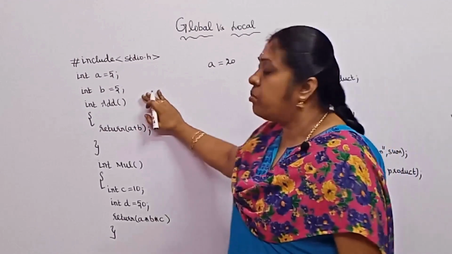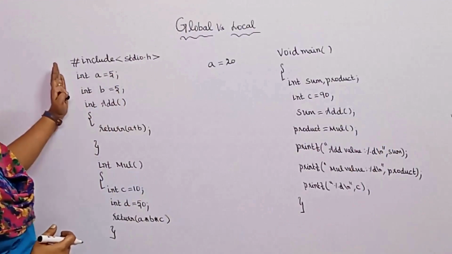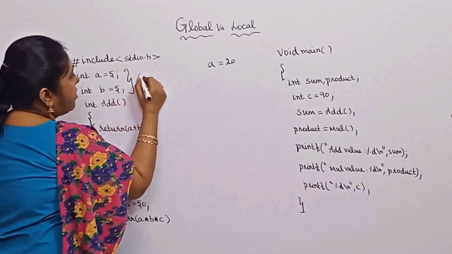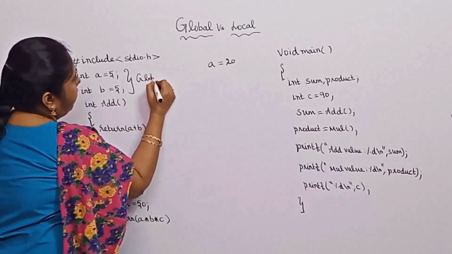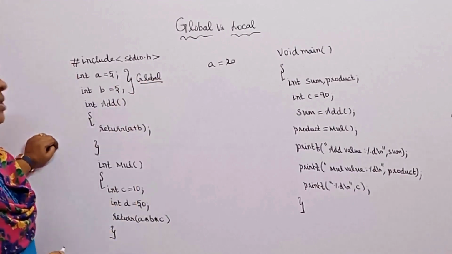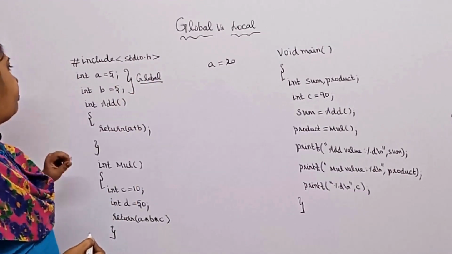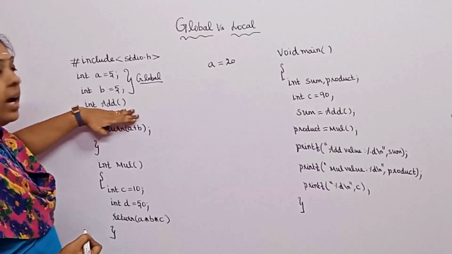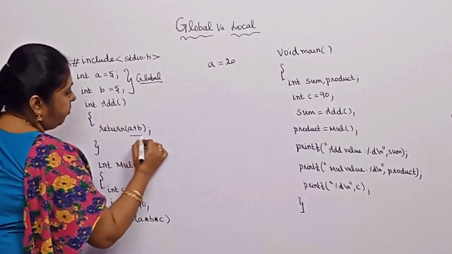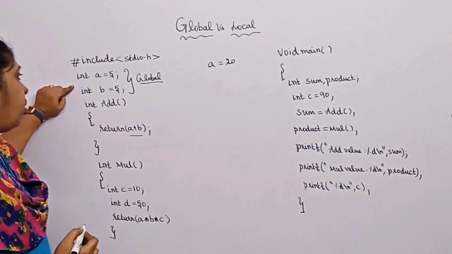So these two variables are written at the top of the program, before all of the functions and the main program. So these two variables are called global variables, which can be accessed anywhere within the program. Okay. Next, the integer addition function add, and then return a plus b. Here a plus b we had already declared as global variables.